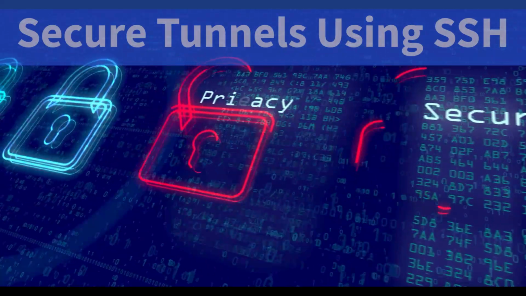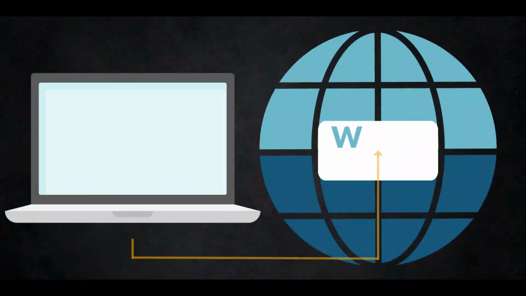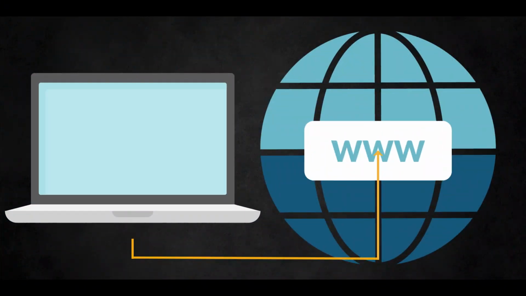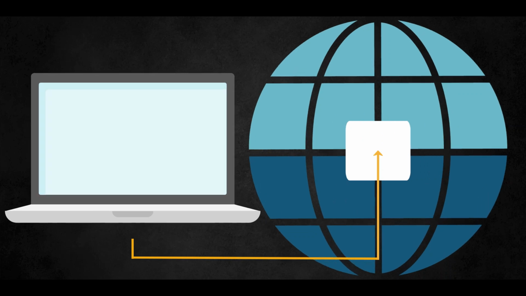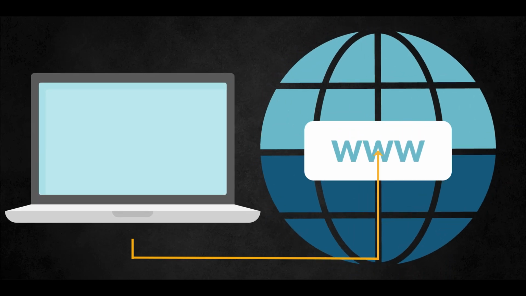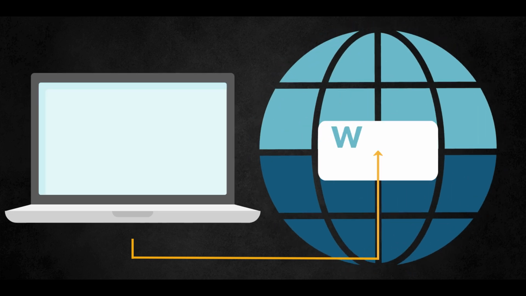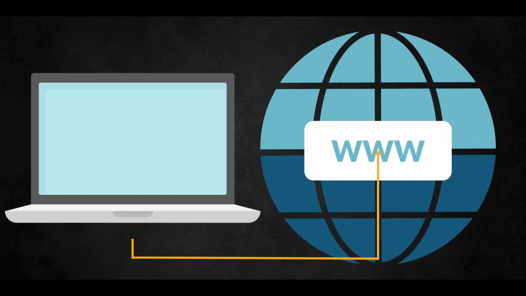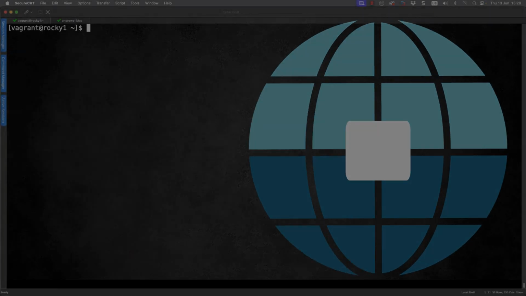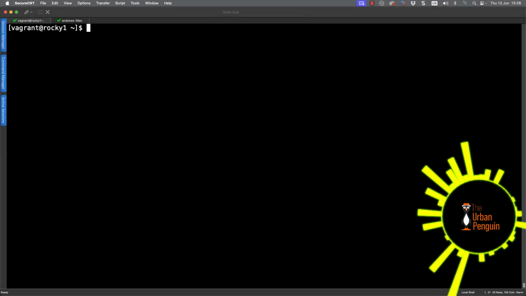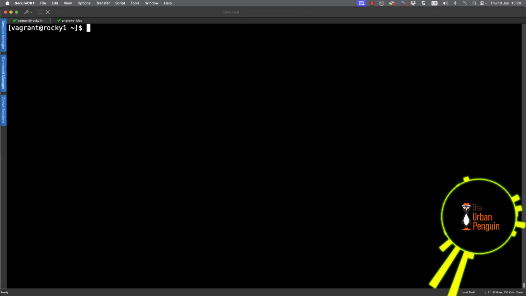Secure tunnels using SSH. Let's take the scenario where you have an HTTP server that is perhaps an embedded device that cannot be upgraded to HTTPS. You need secure communication from your laptop through to this device. Well, the really nice thing about this is it's relatively easy to set up if you're using Linux.